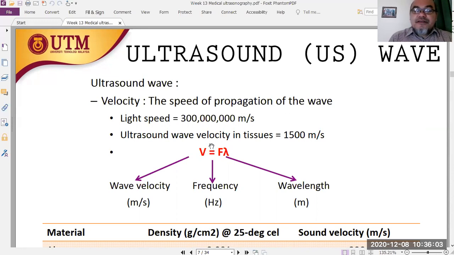The wave velocity v equals the frequency times the wavelength. How many times it oscillates in a second, the frequency, times the wavelength, the distance between peaks, peak to peak, in a single wave.